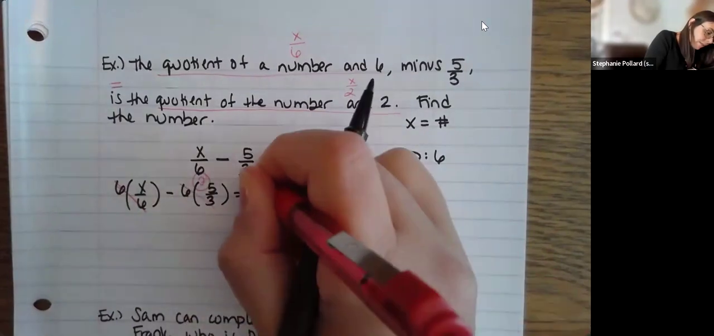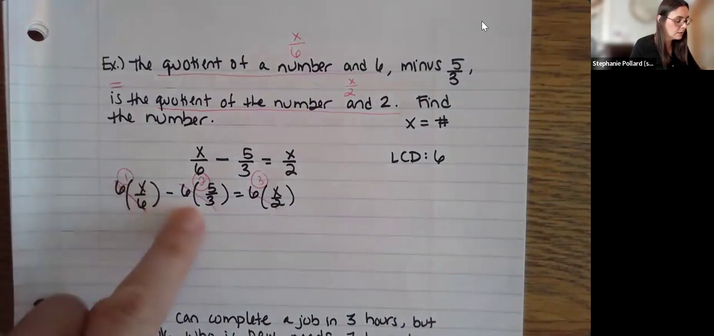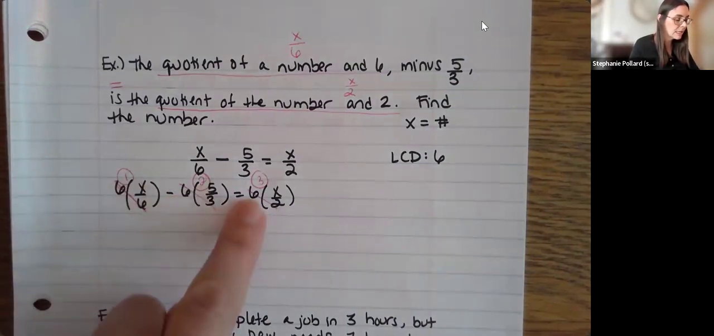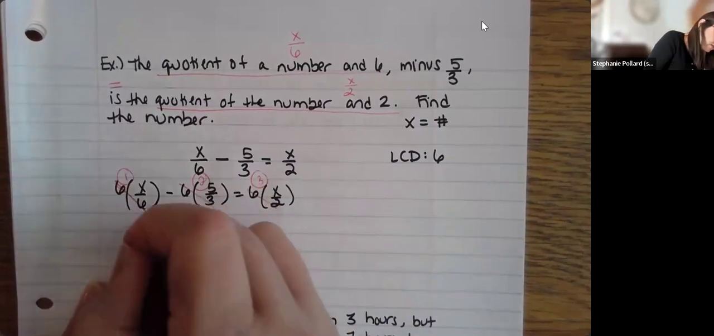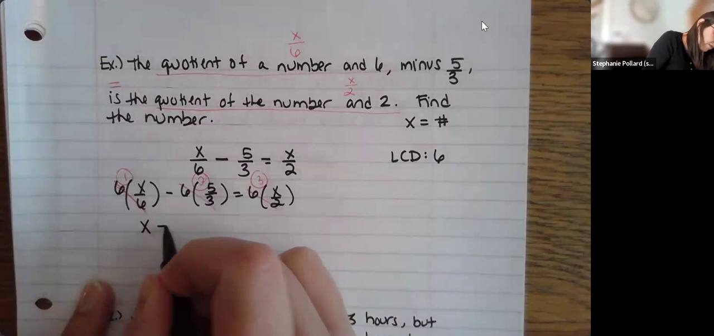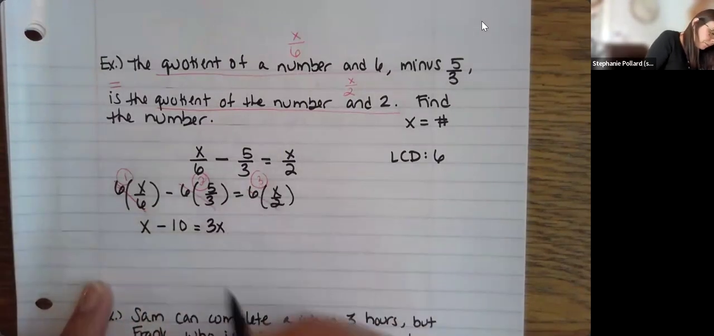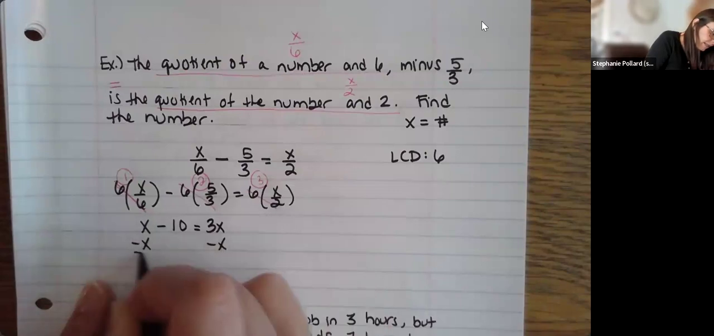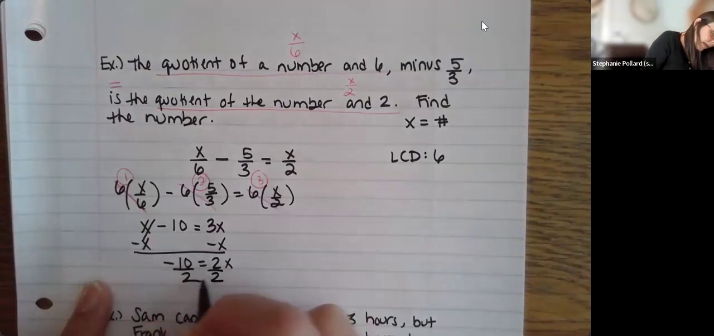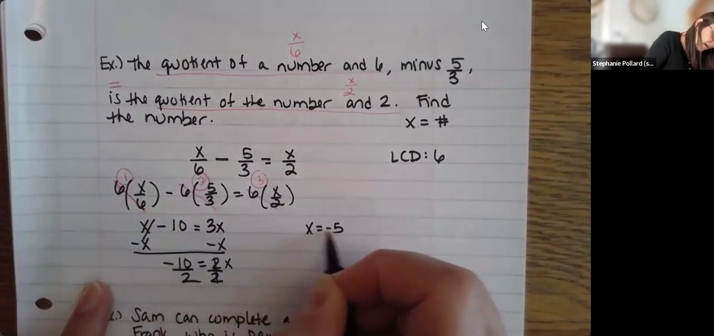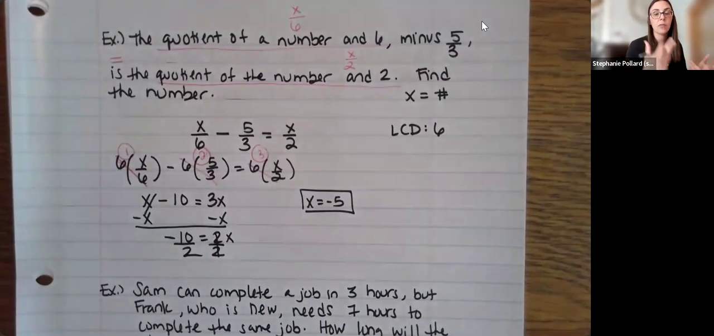So what I'm doing now is I'm just canceling out and dividing. 6 divided by 6 is 1. 6 divided by 3 is 2. 6 divided by 2 is 3. So in the first case, I have a 1 times x left, so just x. Here I have a 2 times 5, which is 10, and a 3 times x is 3x. I'm going to subtract x from both sides here, and then I'm going to divide by 2. I'm going to get my answer is -5. So the number that we're looking for here is -5.